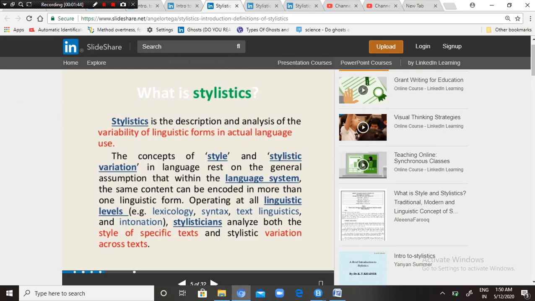Stylistics is the description and analysis of variation of linguistic forms in actual language and uses. The concept of style and stylistic variation in a language rests on the general assumption that within the language system the same content can be encoded in more than one linguistic form, operating on all linguistic levels: lexicology, syntax, text linguistics and intonation. Stylistics analyzes both the style of a specific text and stylistic variation across texts.